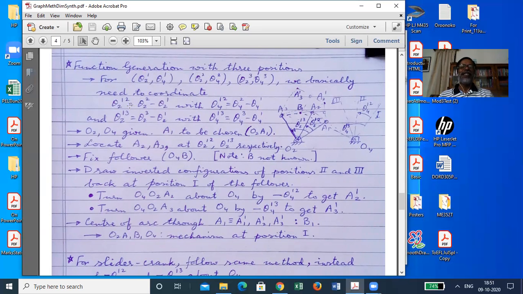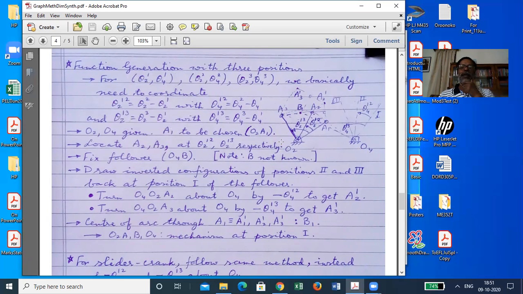You need to coordinate theta 2,1,2, which is the change from theta 2,1 to theta 2,2, with the corresponding change in theta 4 and the other change. So three positions for function generation basically means two changes, and that is what you need to do. O2, O4 is given, and again here between A and B, one of them you have to choose. So you choose A1. Okay.